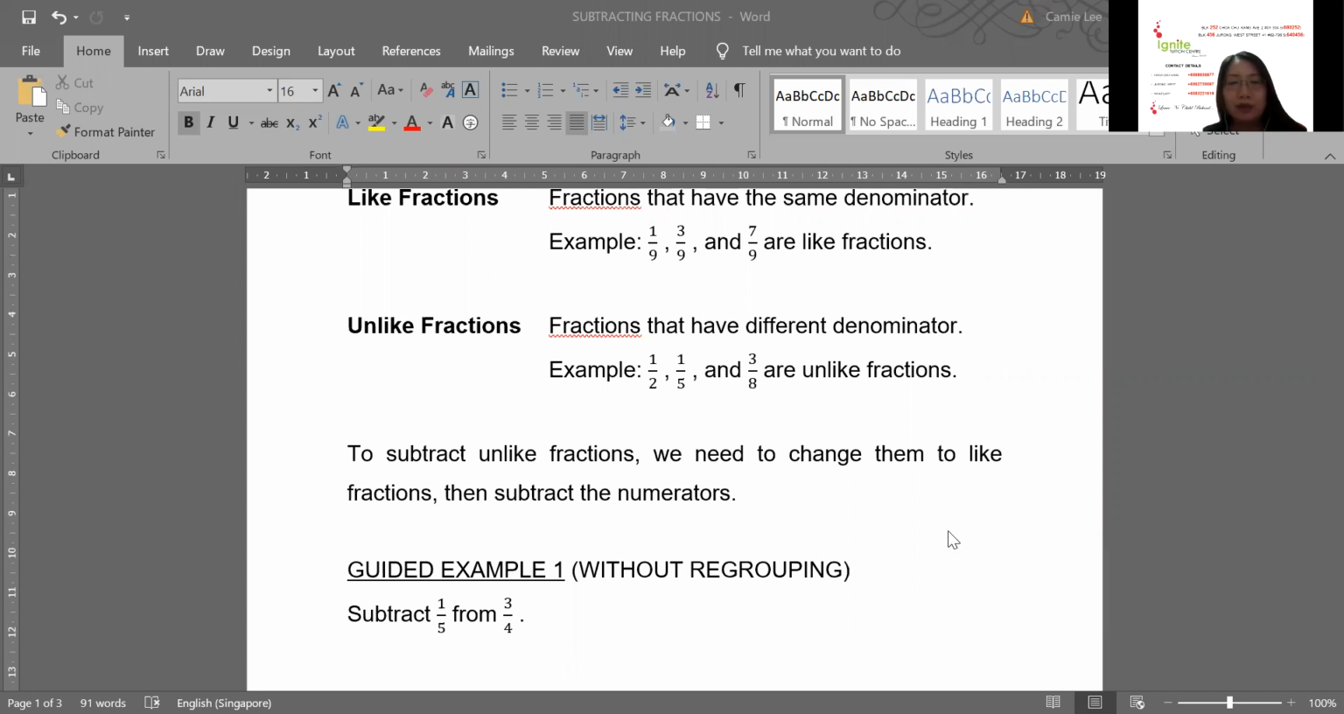To subtract like fractions, we subtract the numerators. To subtract unlike fractions, we need to change them to like fractions, then subtract the numerators.